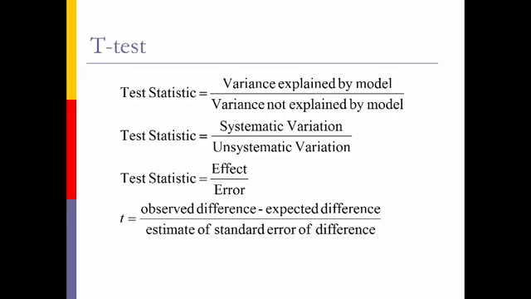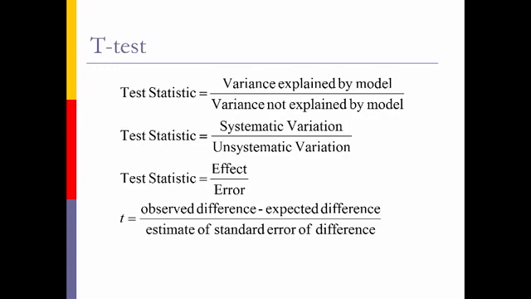The test statistic is no different than what we've really been talking about before. The variance explained divided by the variance that's not explained. In other words, systematic divided by unsystematic variation, which is really nothing more than the effect divided by the error. Now, the error in the t-test is the estimate of the standard error of the difference. So, hence, standard error goes in the denominator. And the effect is the observed difference minus the expected difference.